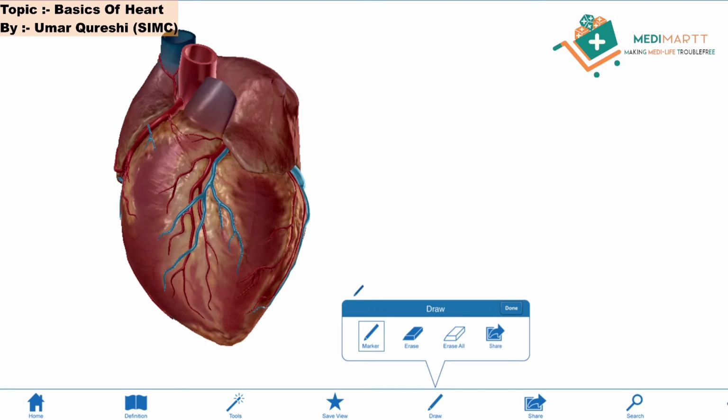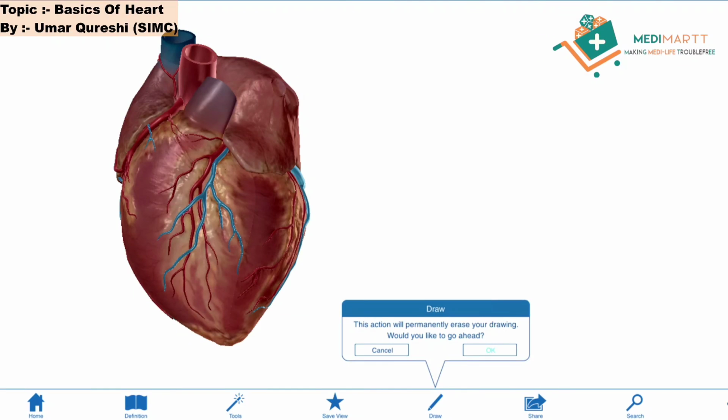Now your teacher will ask you to tell the 2/3 and 1/3 features of the heart. First of all you have to say that 2/3 of the base, as this is the base, is formed by the left atrium, this is the left atrium, and 1/3 by the right atrium. You have to remember this thing. Then 2/3 of the sternocostal surface, this is the sternocostal surface, is formed by the right ventricle, this is the right ventricle, and 1/3 by the left ventricle. So this is for the sternocostal surface.